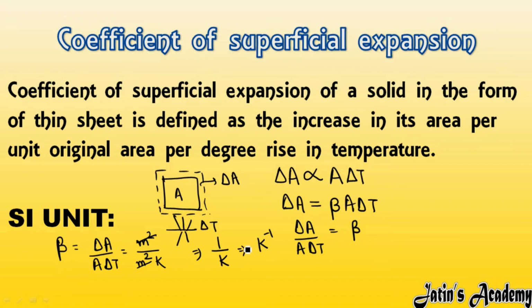Means the SI unit of coefficient of linear expansion, the SI unit of coefficient of superficial expansion, as well as the SI unit of volume expansion, they all are the same, that is per Kelvin. SI unit of alpha, beta, and in volume expansion you will say that it is gamma. Okay, this is linear expansion, this is area expansion, and this is volume expansion. All the SI units are the same, that is per Kelvin. And the other unit we use is per degree Celsius.